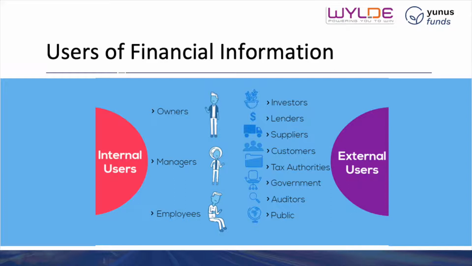Now, when we look at the other part of the external users, these are the third parties who would love to know how the business is performing. We have, 1, the government is interested because this is how they're going to tax you in relation to how you have performed. 2, we have suppliers. They would like to know, are you making money? Will you be able to pay our bills when they fall due?